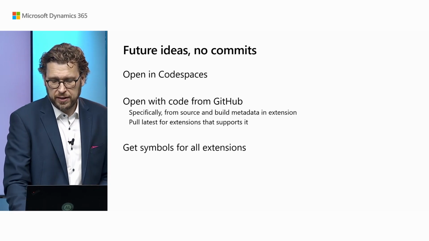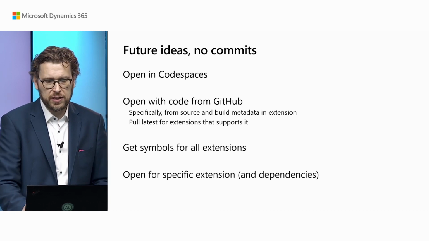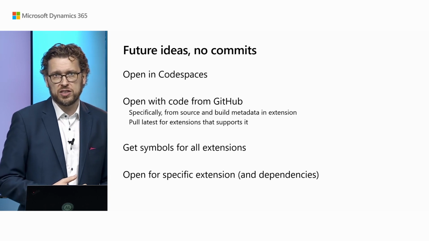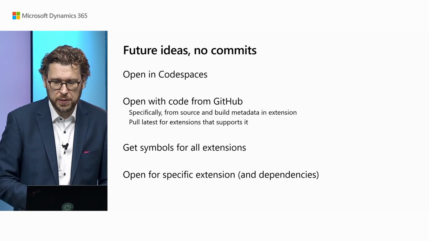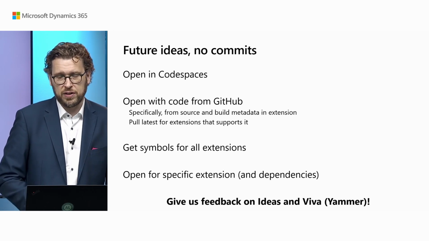It would also be great if you could get symbols for all extensions in one go if you just want to investigate, or for a specific set of extensions, maybe from the extension management page, for example. But try this out. It's available in the preview. When you watch this, it's available in the launch, and give us feedback and ideas on Viva, the former Yammer.